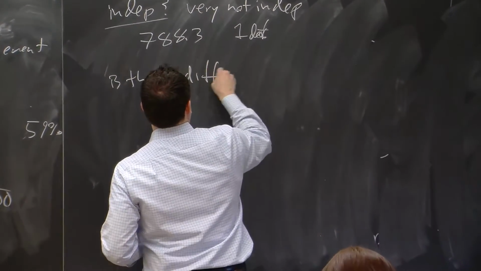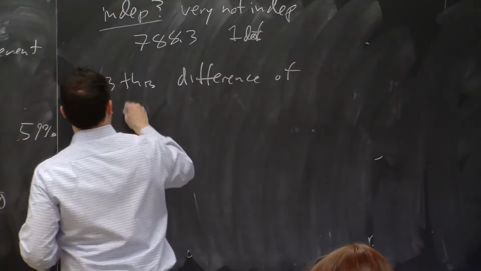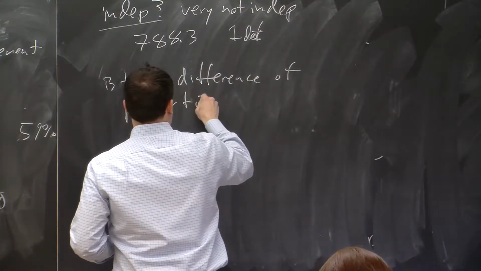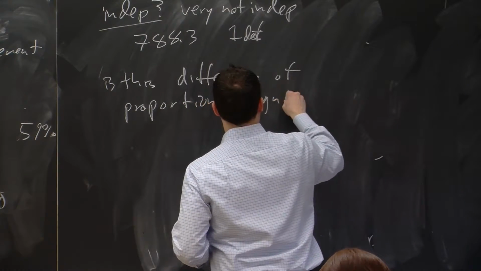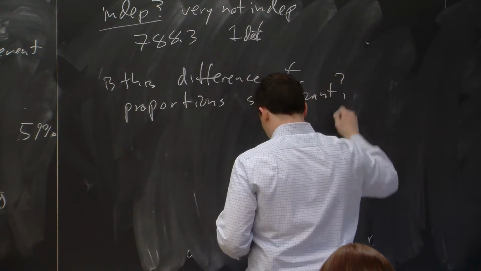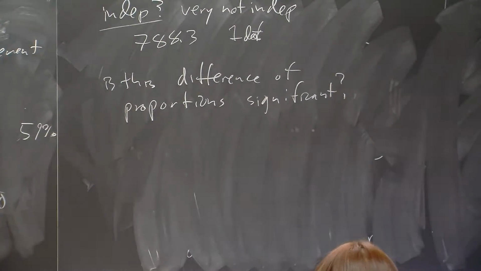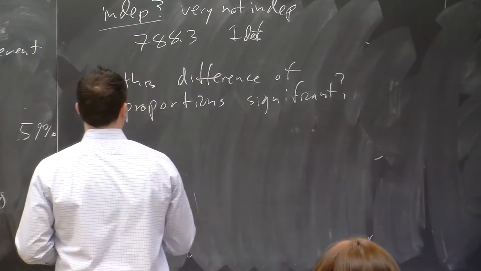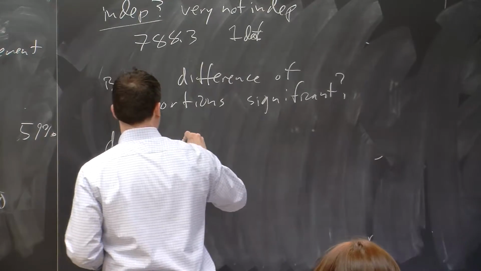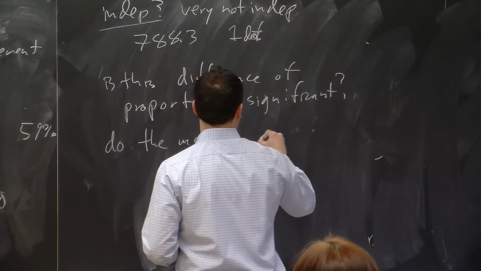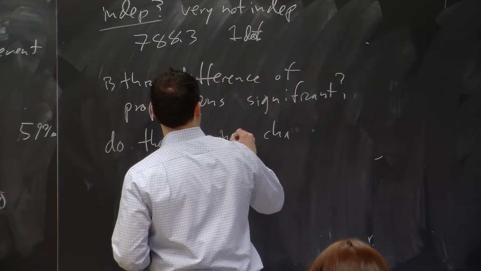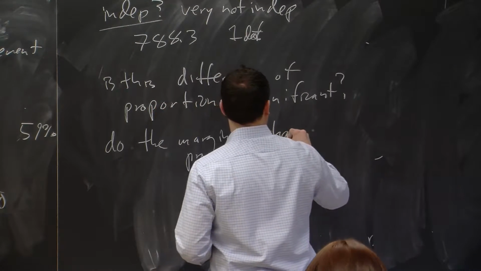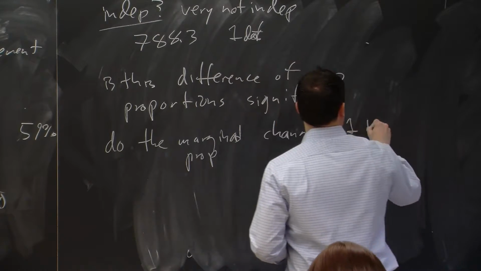And what kind of change is this? This is a difference of proportions. Right, this says that if I talk to 25 people, I should expect to see one person change, something like that. So what we want to know is, do the margins change? The marginal proportions of the table from time 1 to time 2.